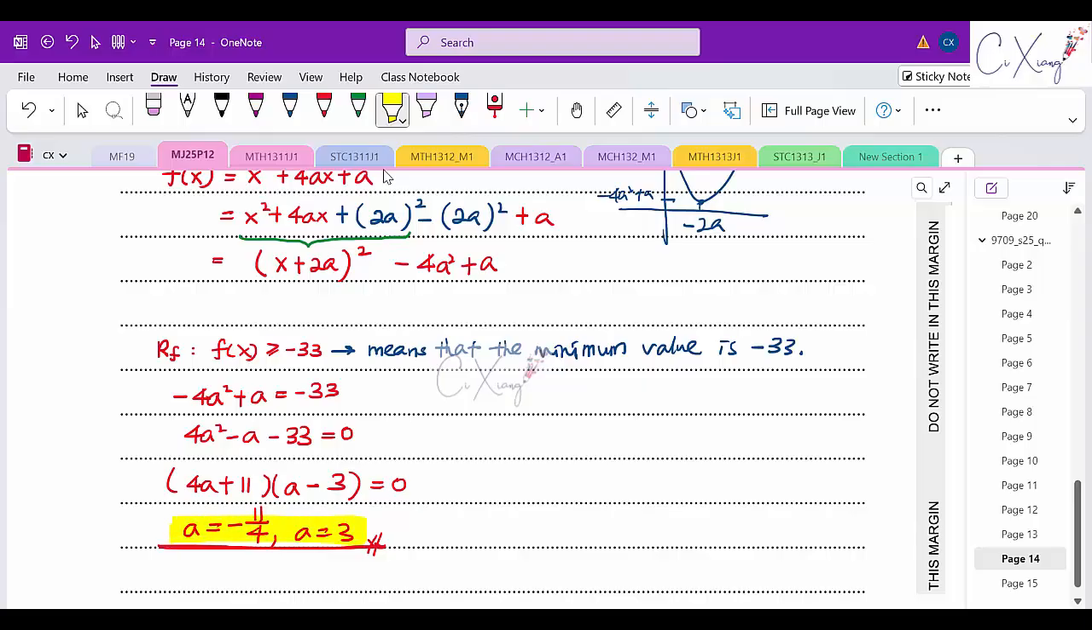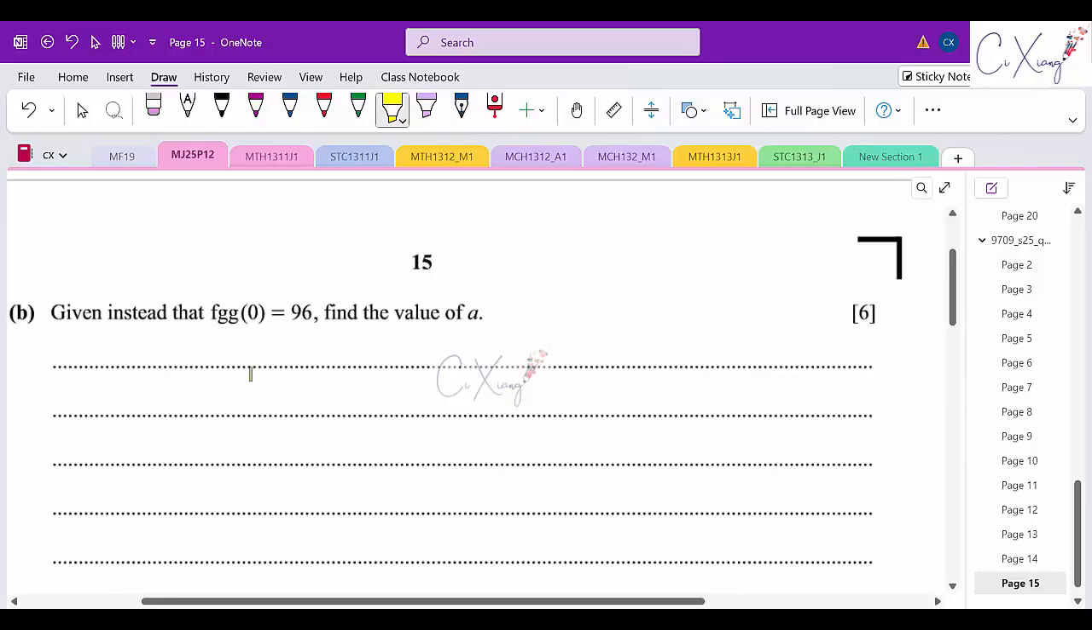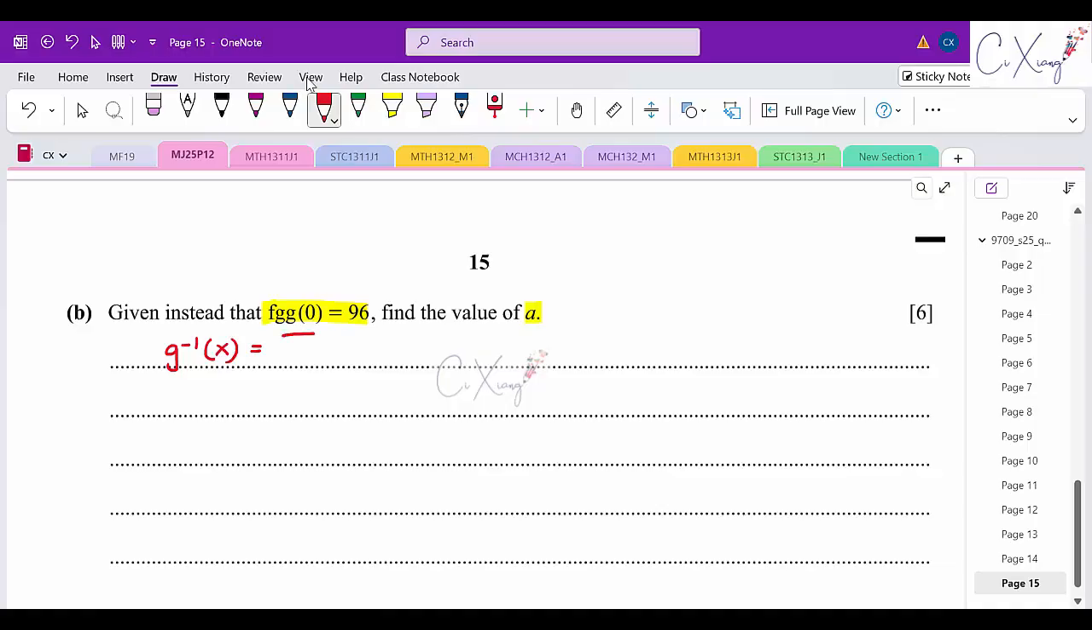Yeah, so this is how we solve question number 11A. Then let's continue to part B. For part B, now they tell us that fgg0 equals 96, then find out the value of a. And this is a composite function, fgg. But before that, I need to have the function g first. For this question, we are only given the inverse function of g, and it equals the cube root of 2x minus 4.